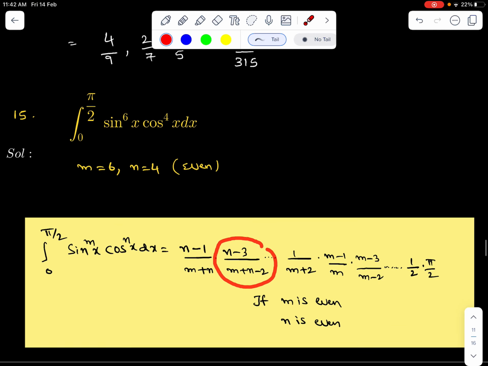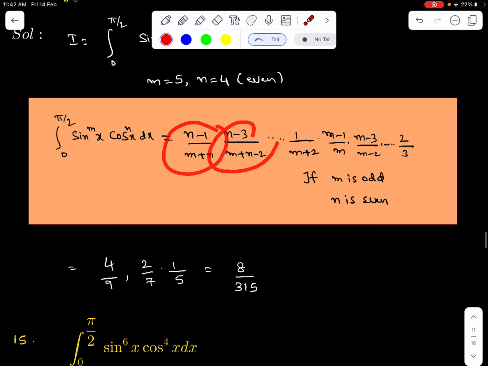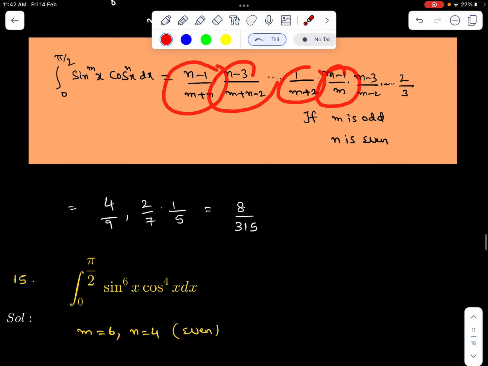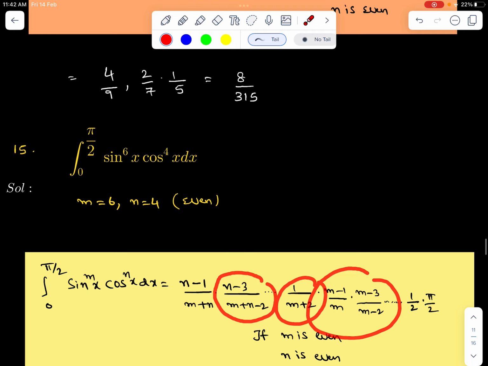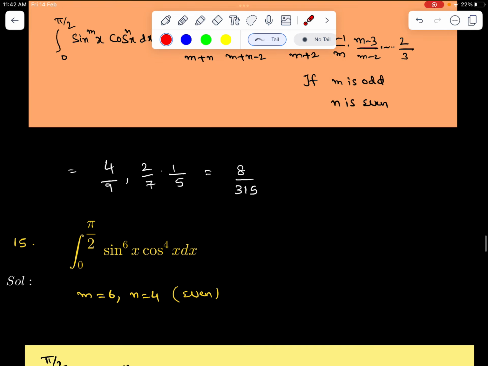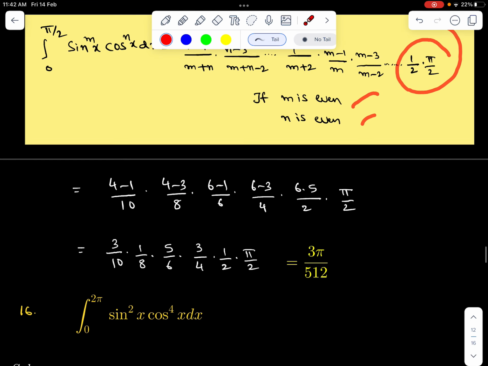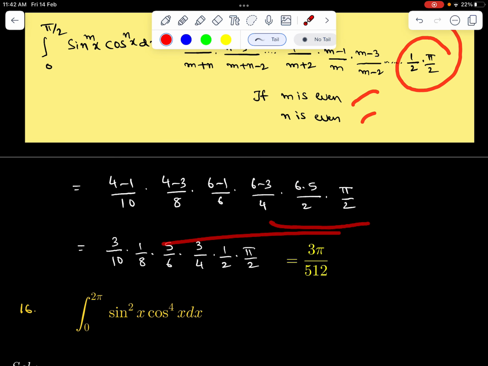N minus 3 by m plus n minus 2, 1 by m plus 2, same. M minus 1 by m, m minus 3 by m minus 2, same. If both are even, in the last term 1 by 2 pi by 2. Therefore, in the last term 1 by 2 pi by 2. Therefore, this is 3 pi by 512.